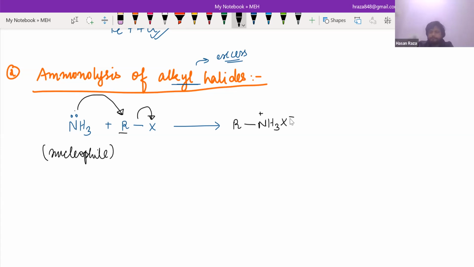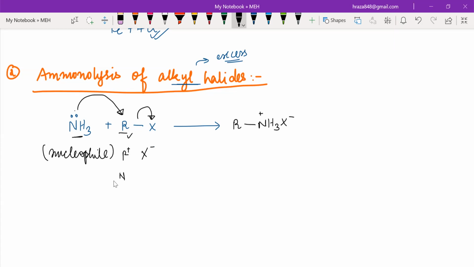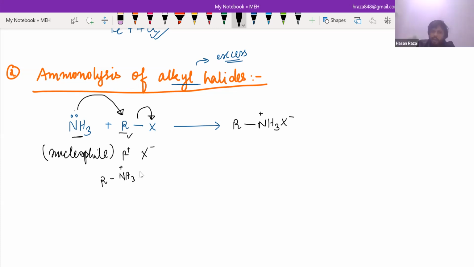Are you getting my point? Yes. What happens here? X will take electron from alkyl group, so it will be X negative, and R will be positive. R positive will be attacked by this ammonia NH3. So nitrogen will donate electron to R, and it will make a bond with this. So it will be RNH3 positive, and this will be like this. The bond between this NH3 positive and X minus is ionic, and all bonds after this are covalent in nature.